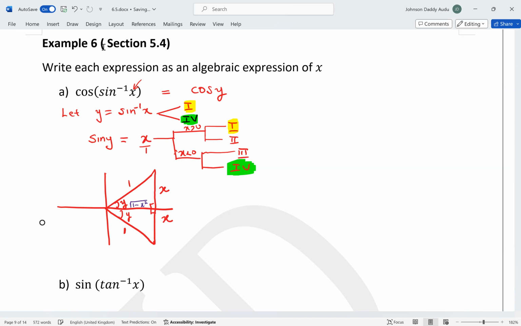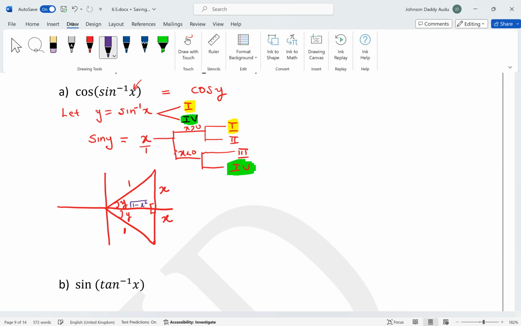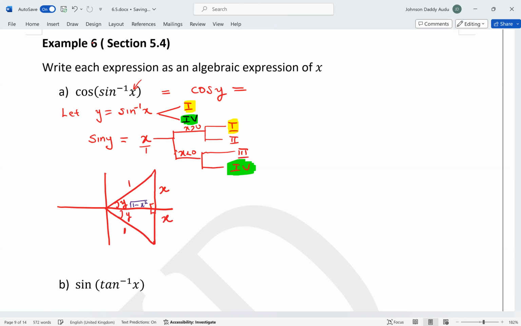So with this now, we're done. We just need to take what is cosine of y. Cosine of y is just what? From here, any quadrant you take, you will see that cosine is adjacent, which is the square root of 1 minus x squared, over hypotenuse, which is 1, right? And we're done.